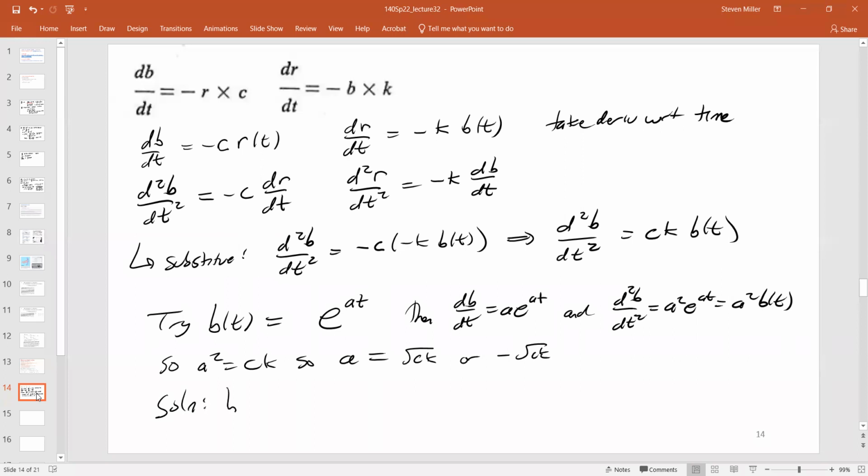So the solution is b of t is, say, a1 e to the square root of ck t plus a2 e to the negative square root of ck t. And it turns out this is the solution. A differential equation of degree 2 should have two free parameters, and that's my a1 and a2. Now, if you think about it, one of these a's has to be 0. Think of which one has to be 0. Is it the one that goes with e to the square root of ck t or e to the negative square root of ck t?